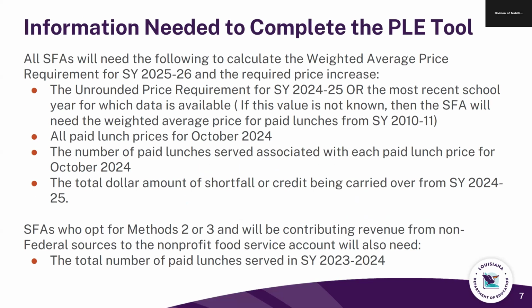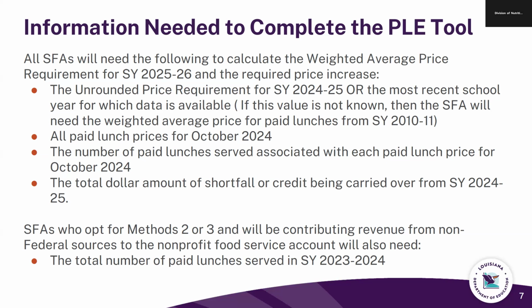So this is the information that you're going to need to actually complete the PLE tool. You're going to need the requirement for 25-26 and the required price increase. So you're going to need the unrounded price requirement from your 24-25 school year, or the most recent school year for which that data is available. And if that value is not known, then the SFA will need to go all the way back to the 2010-2011 school year for the average price for your paid lunches.